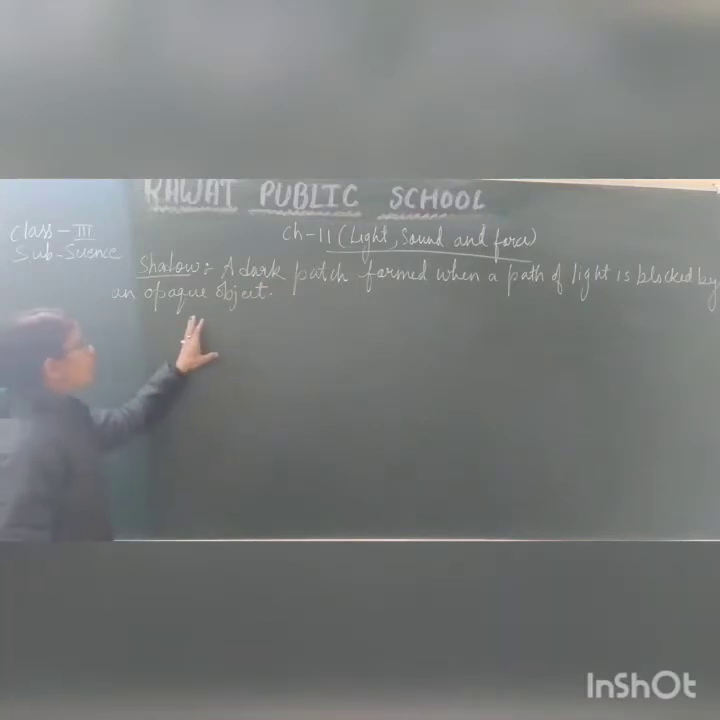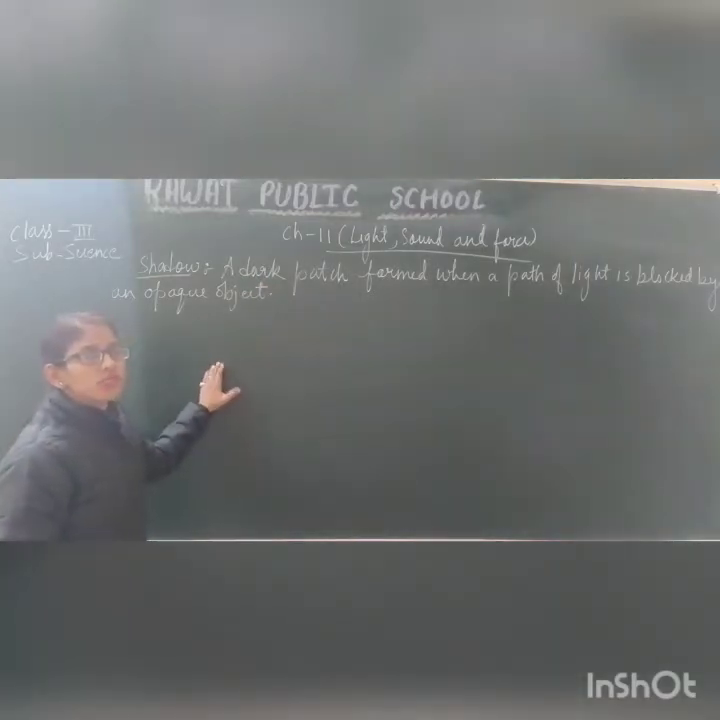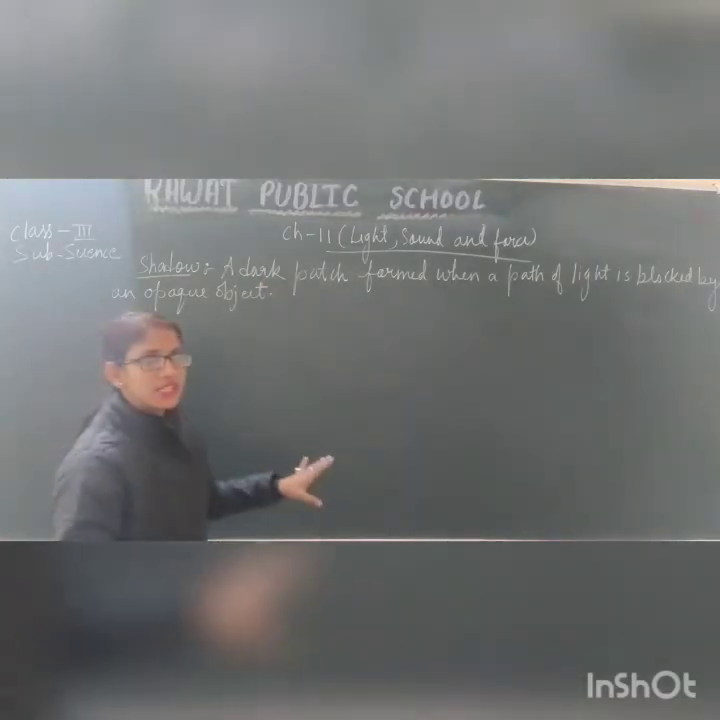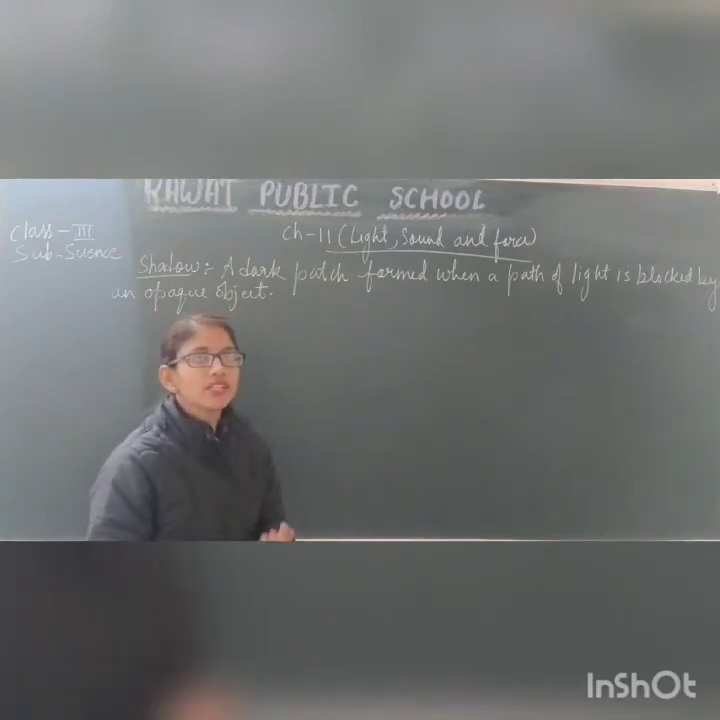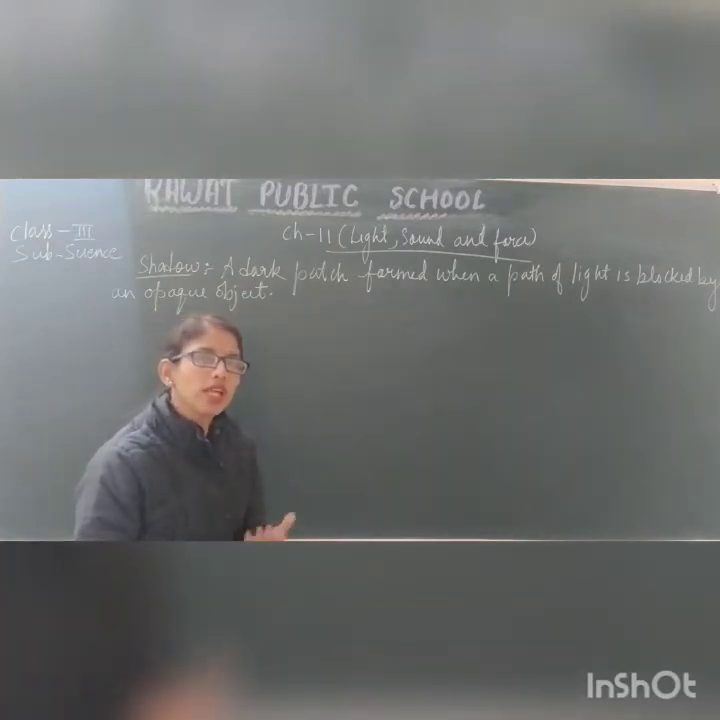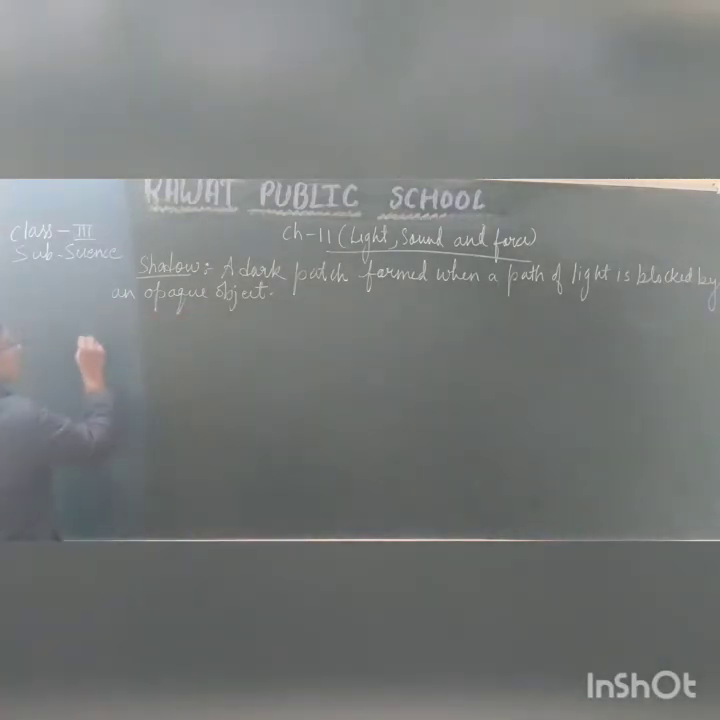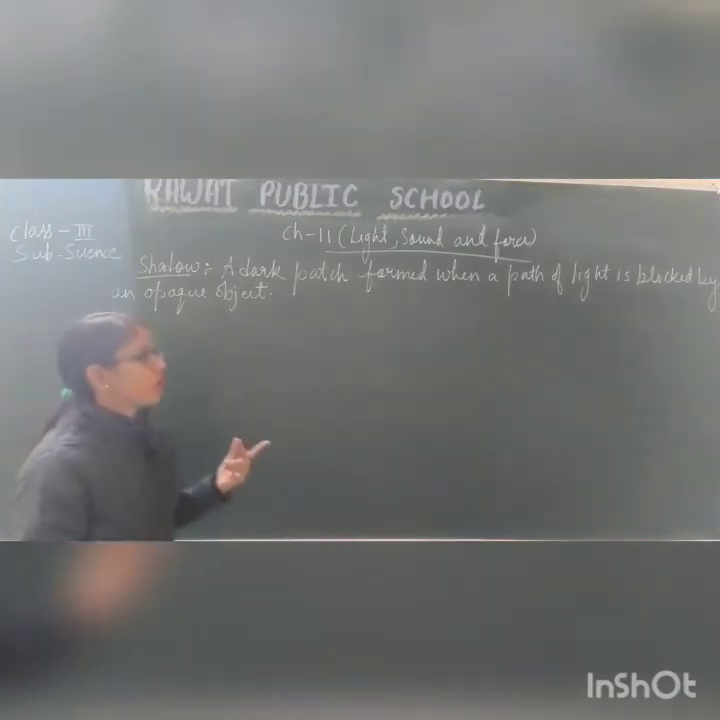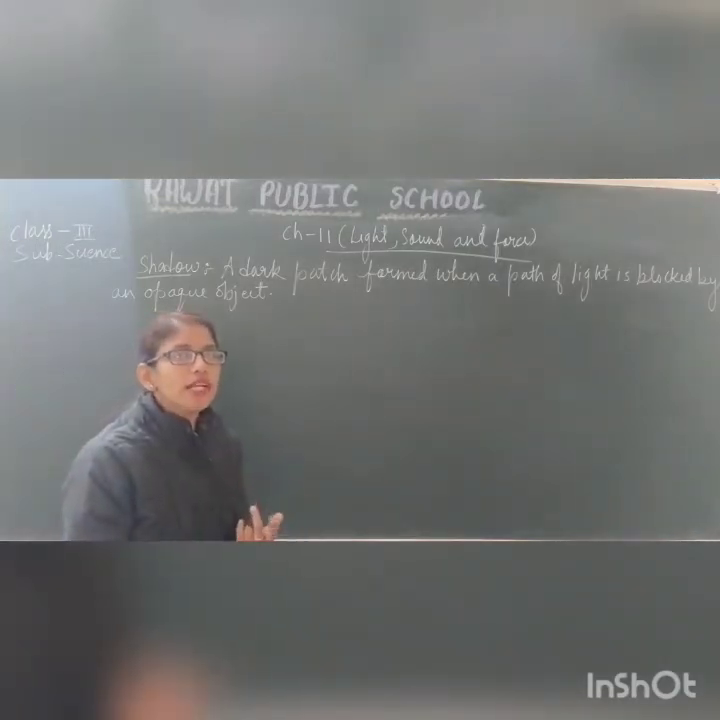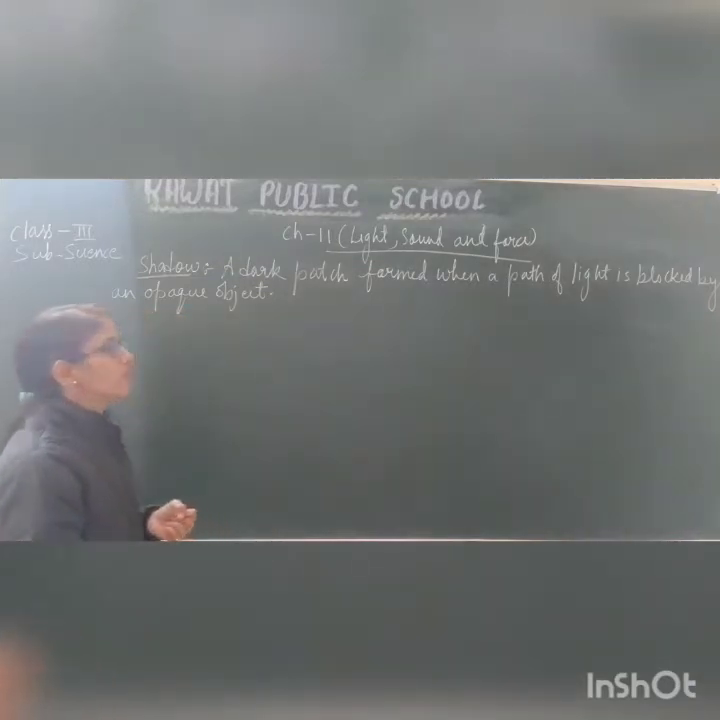And if you talk about the things which are required to form a shadow, an opaque object is there, a screen is there where a shadow will form, and the source of light that emits the light. So the things required to form a shadow are an opaque object, the source of light, and the screen on which the shadow will be formed.